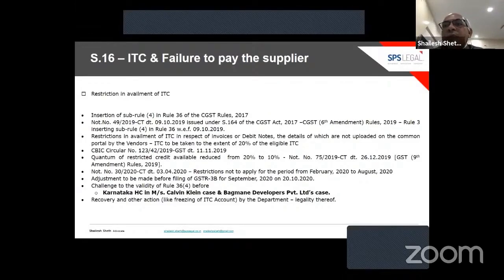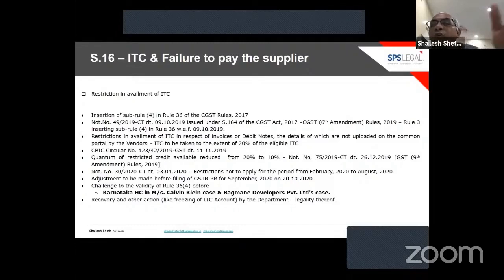all. Because the wording of 36.4 is that the taxpayer should take credit not more than 10% of the ITC which is reconciled. Not more than 10%. That is how it is worded. If my unreconciled credit itself, for which invoices are not uploaded, is below 10%, then 36.4 will not come into play at all. To that extent, this rule is also arbitrary and discriminatory.